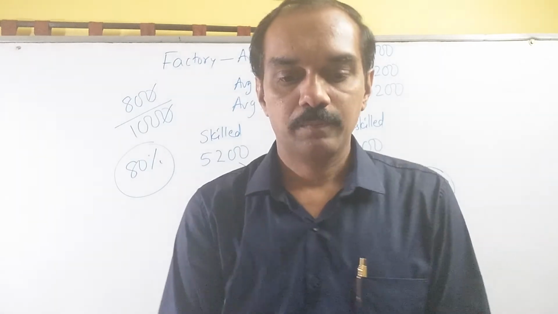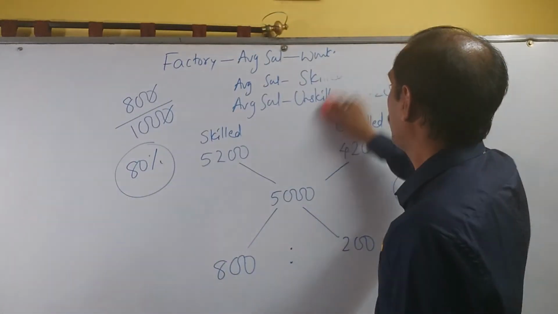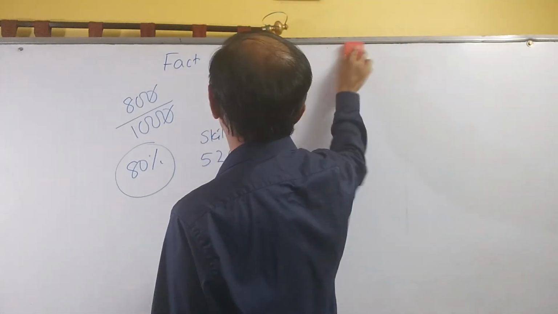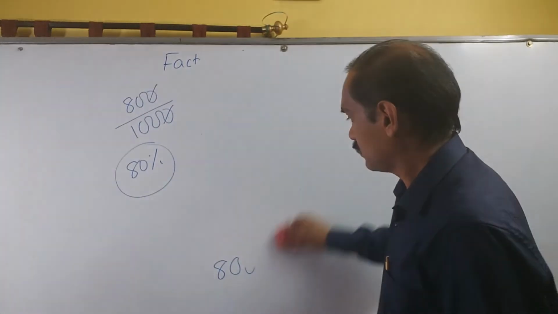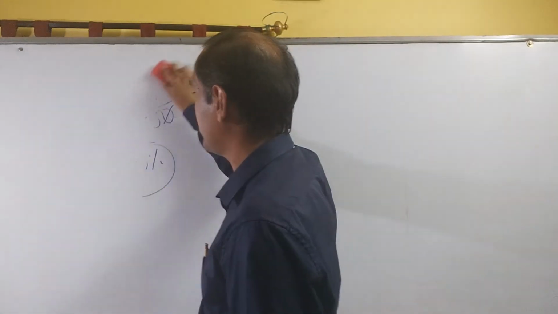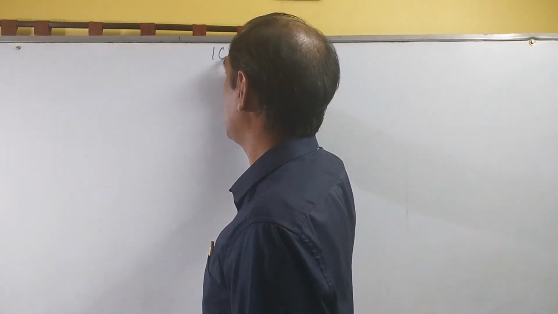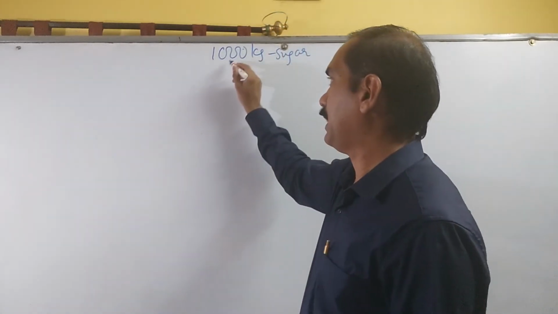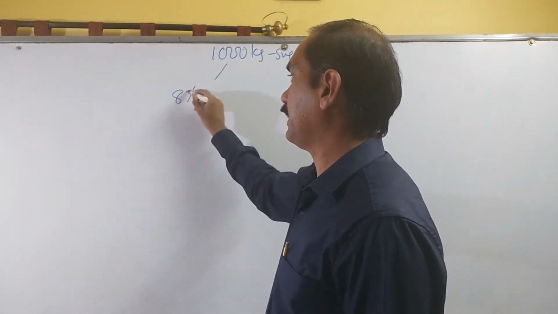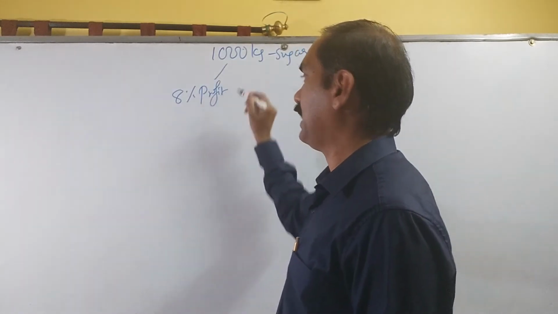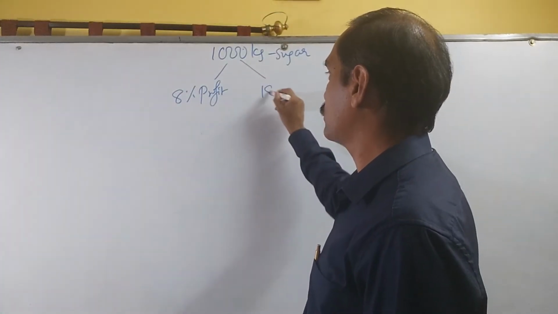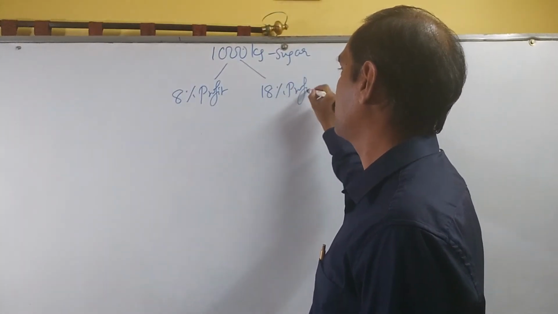Okay. Now moving on to one more problem on the same thing, that is on crossing. A man has 1,000 kg sugar. A part of it is sold at 8% profit, and the remaining is sold at 18% profit.